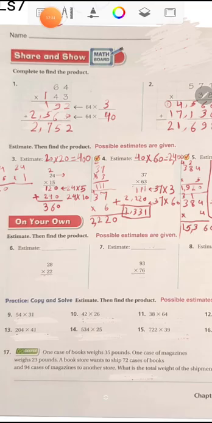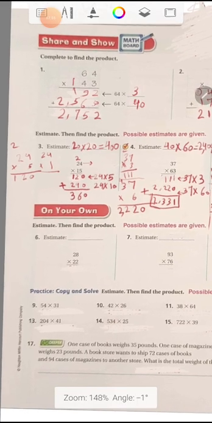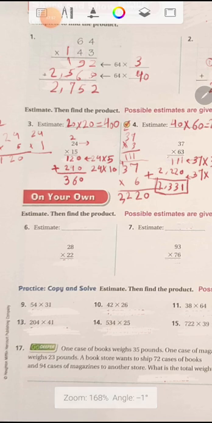Now we will continue with exercise 6 and 7. So let's find the estimate right here in exercise 6. Round the first number to the nearest 10, 28. Before 2 I have 8. 8 is greater than 5. That means I have to add 1 to the 2. It will be 3, and the 8 will be 0.